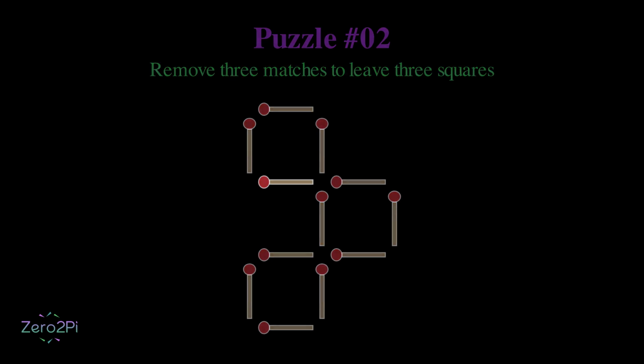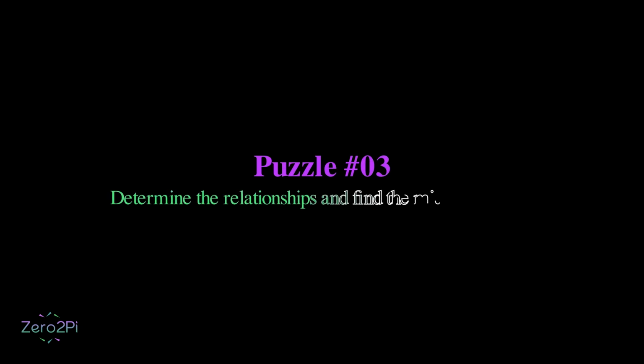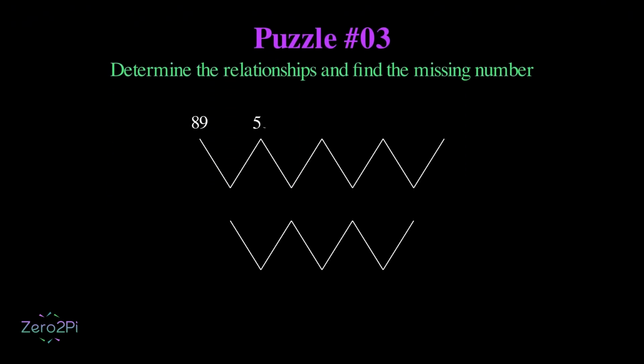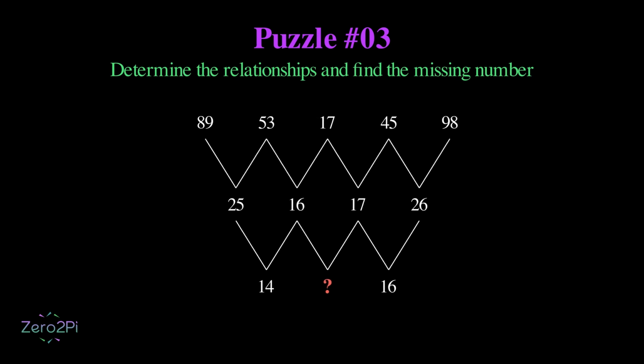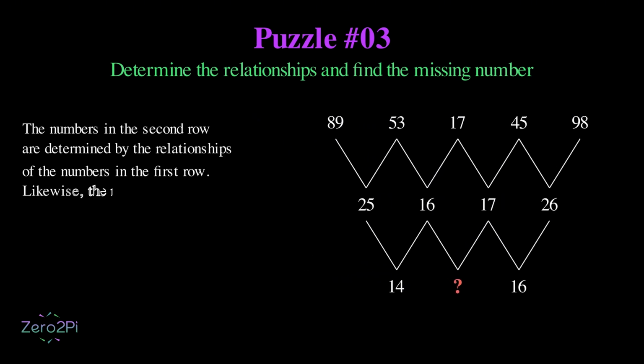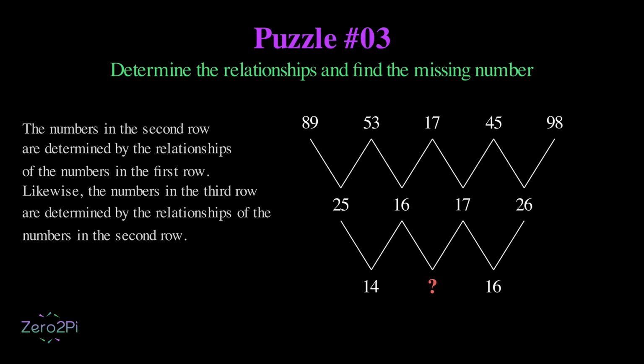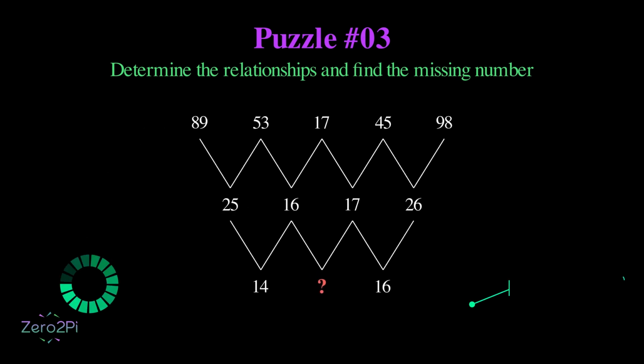We've solved the puzzle. Here's our third puzzle, and this one's all about spotting patterns in numbers. We have this triangular arrangement of numbers. The top row has 5 numbers, the middle row has 4, and the bottom row has 3. But there's one number missing. The problem statement says that the numbers in the second row are determined by the relationships of the numbers in the first row. Likewise, the numbers in the third row are determined by the relationships of the numbers in the second row. Take a moment to pause and see if you can crack the pattern.